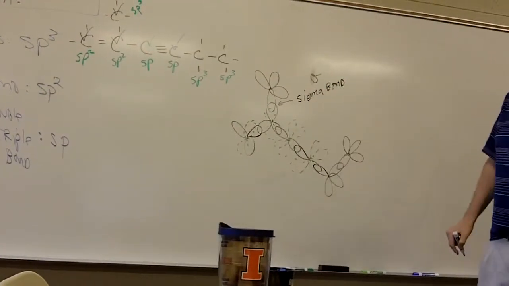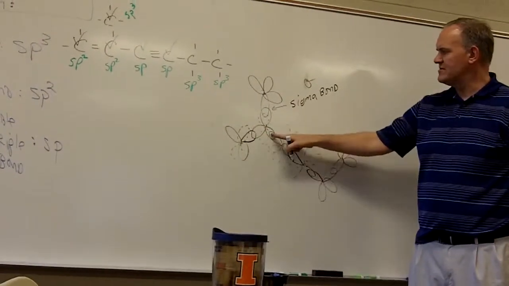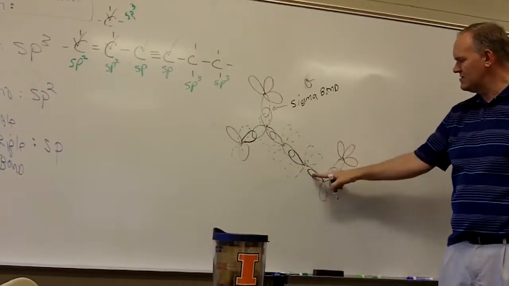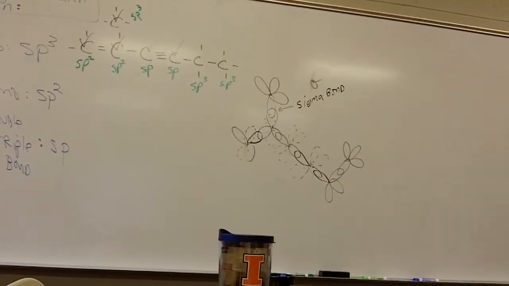Lowercase sigma. This is a sigma bond. Every time they overlap, it's called a sigma bond.